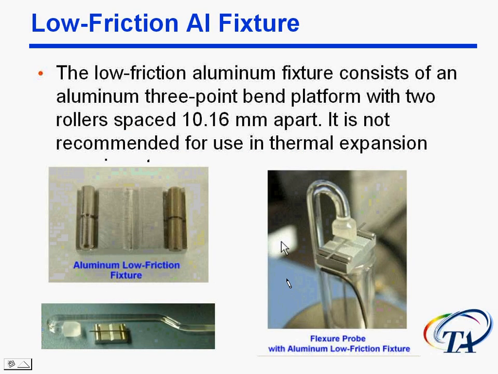The flexural probe, there's a new low friction aluminum fixture for the flexural probe. So this is an aluminum 3-point bend platform with 2 rollers here. They're spaced this much apart, so that's going to be your sample length. It's not recommended that this is used for thermal expansion. In thermal expansion, we want to use the quartz probe, and we'll show a picture of that in a second. But this is used like for calibration for the compliance, and we will show that later in the EM section.